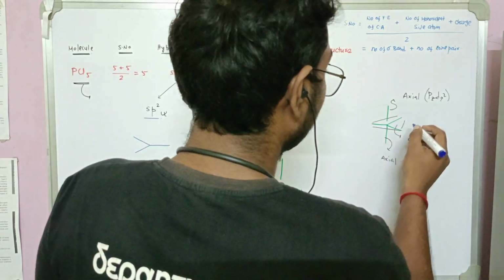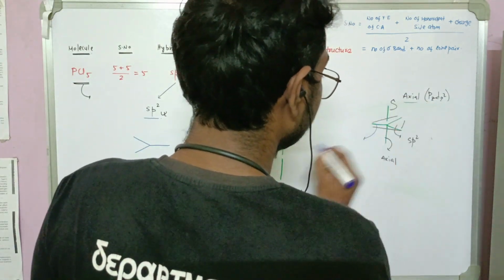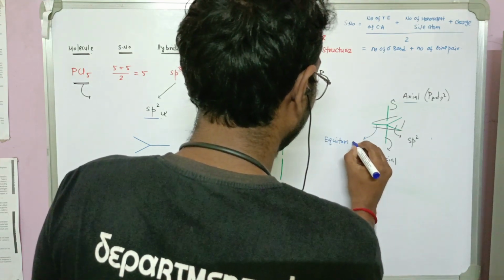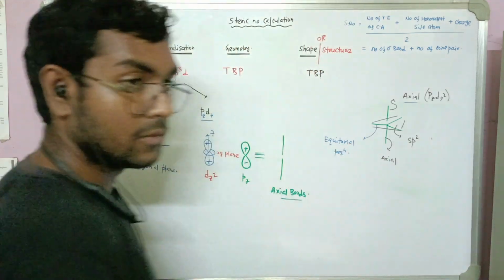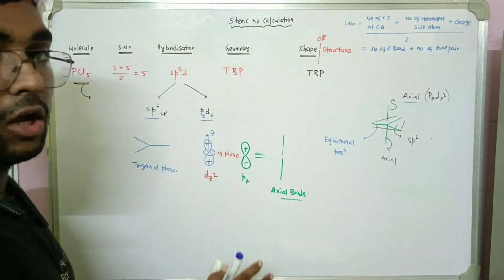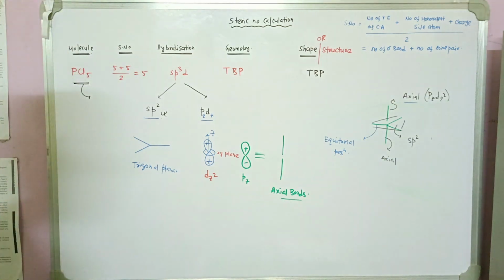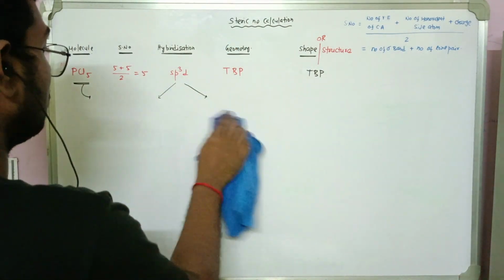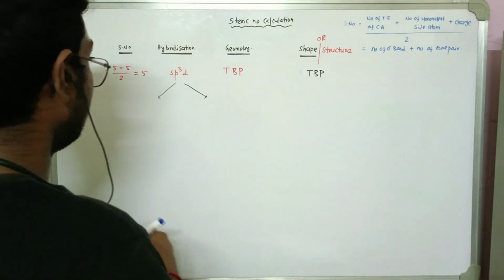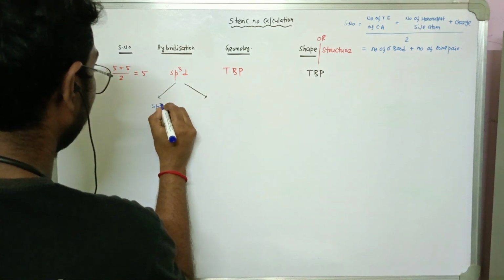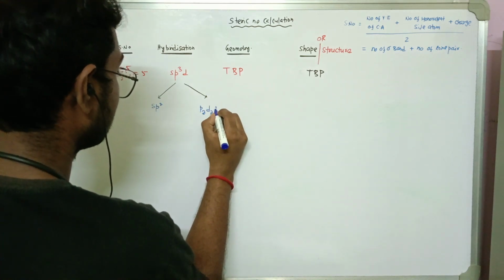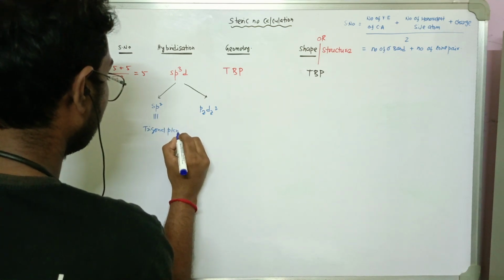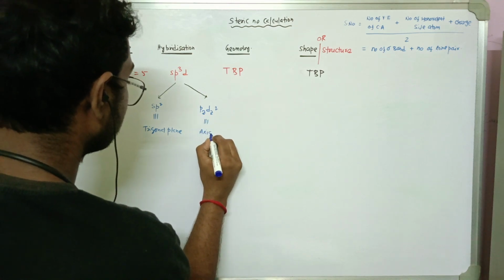Another thing I would like to discuss is that these are called axial bonds, and these positions have a different name. This is called equatorial positions. Okay, so these are all about the TBP geometry. Let's summarize what we have learned about the TBP geometry. For sp3d, we have learned that there are two types of hybridization. The first one is sp2 and the other one is pz dz square. The sp2 will form the trigonal plane and the pz dz square will form the axial bonds, axial positions.